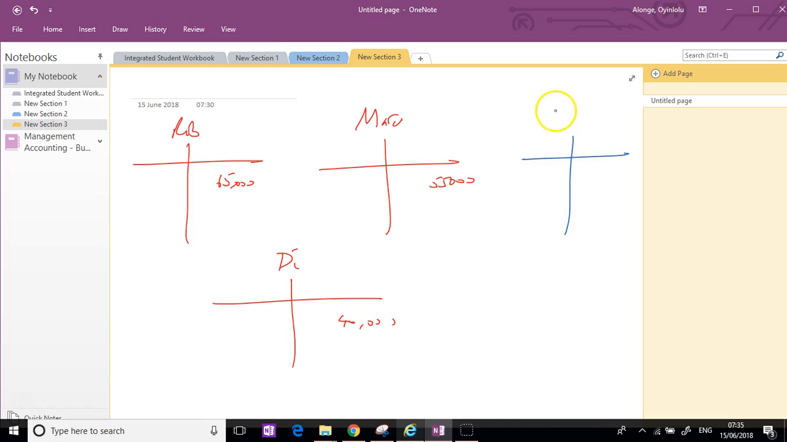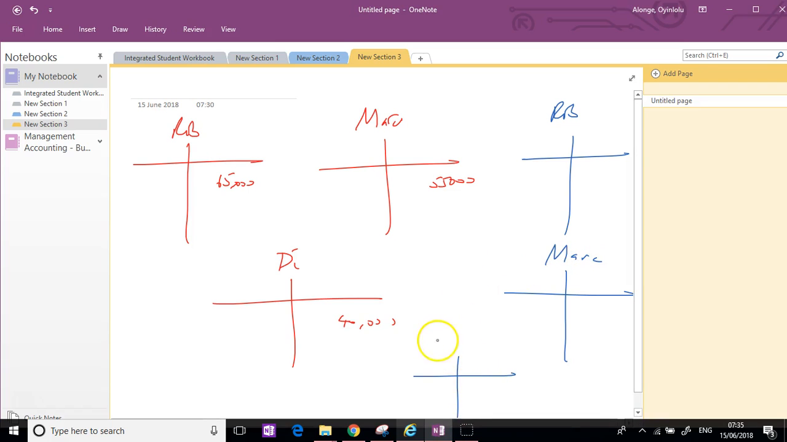So let's draw their current accounts. Remember I explained that current accounts are just capital, the fluctuating bits, the bits to do with profit, drawings, interest on capital, interest on drawings, right?